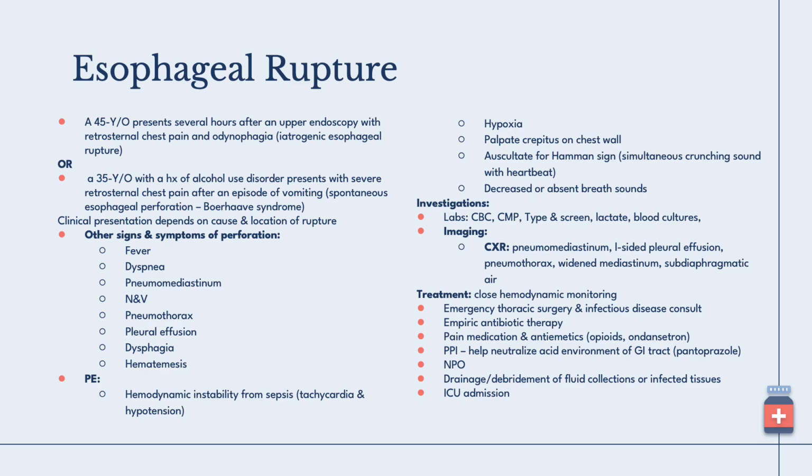monitoring of vitals, getting thoracic surgery down, as well as an infectious disease consult is going to be important. Getting them on empiric antibiotic therapy, pain management, and antiemetics. PPI to help neutralize that acid environment, having these patients NPO, drainage and debridement of the fluid collections and infected tissues, and these patients are going to need ICU management.